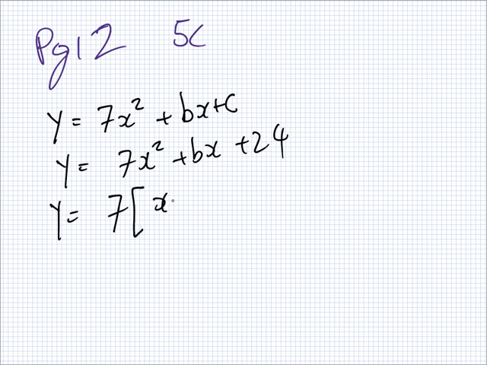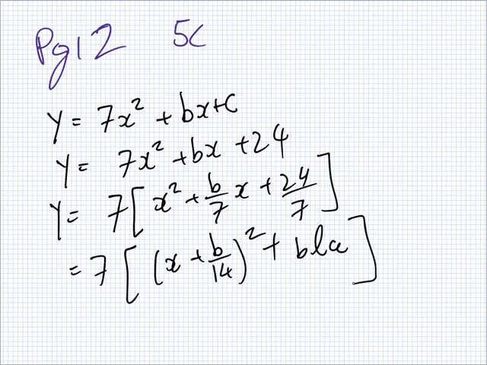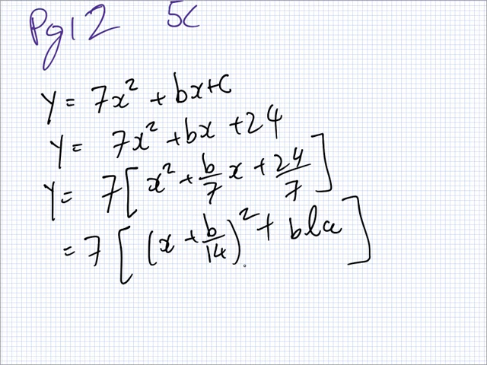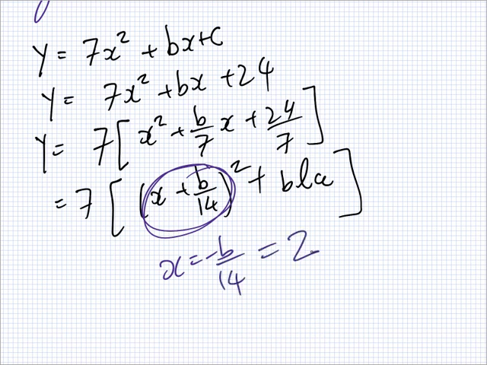Let's complete the square. x squared plus b over 7 x plus 24 over 7 is equal to 7 times x plus b over 14 squared plus something. But the vertex is supposed to happen at 2. So that means when x equals minus b over 14, to get the vertex, that's supposed to equal 2. So b must be minus 28.